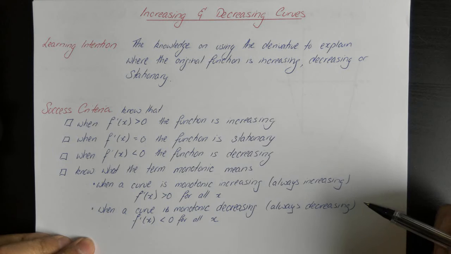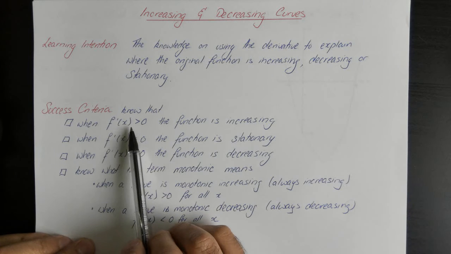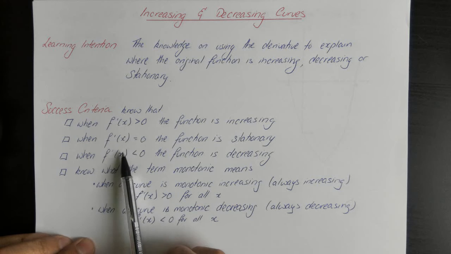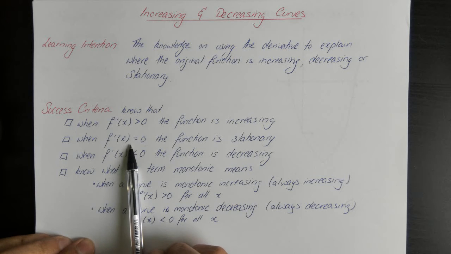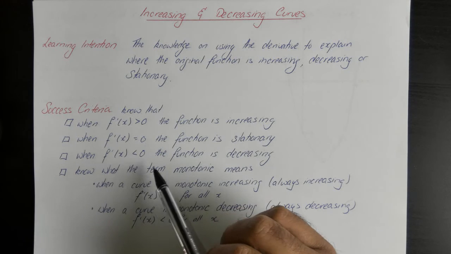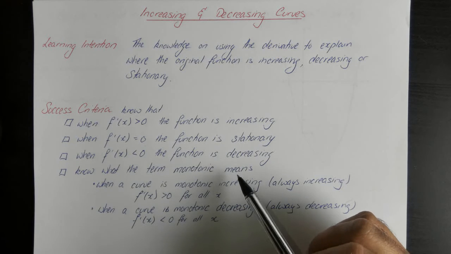To be successful, we need to realize that when the first derivative is greater than 0, the function is increasing. When the first derivative is equal to 0, the function is stationary. And when the first derivative is less than 0, the function is decreasing.